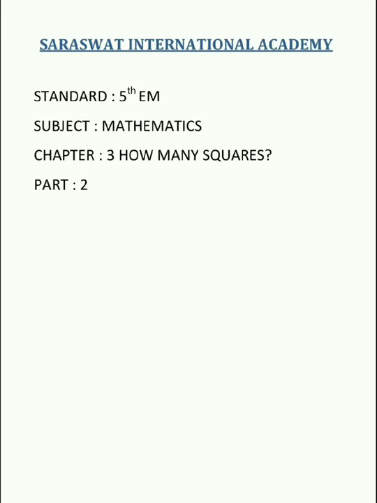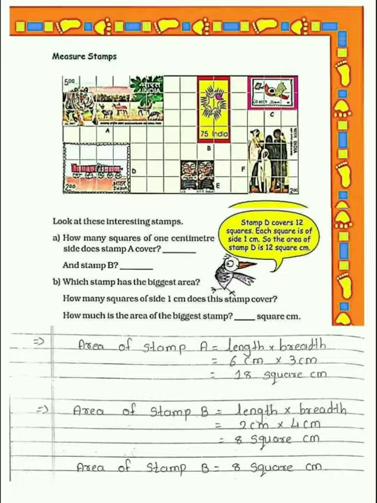We are learning Maths of Standard 5, Chapter number 3, How Many Squares, Part 2. In the last video, we completed the first page of this chapter and solved the perimeter of a rectangle. Now we are going to start this topic, measure stamps.